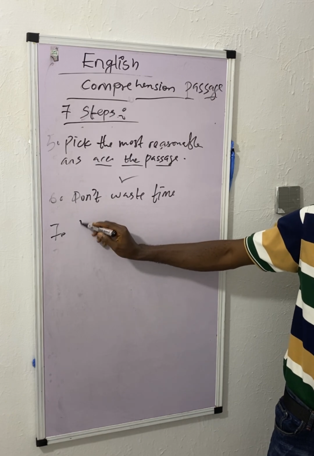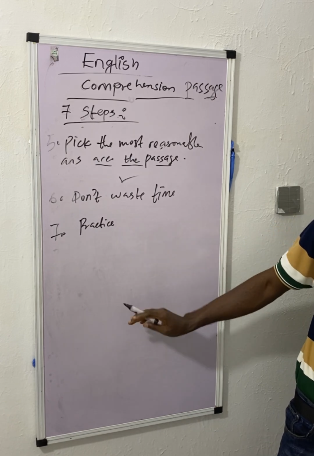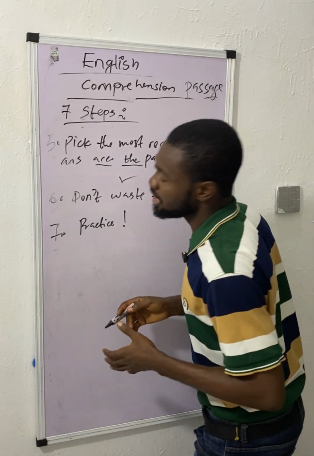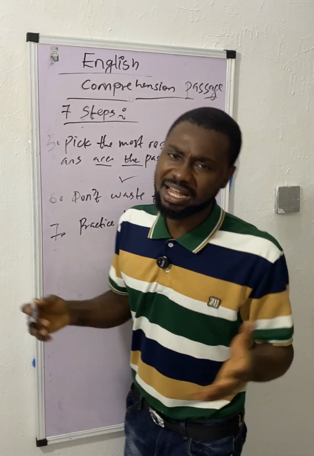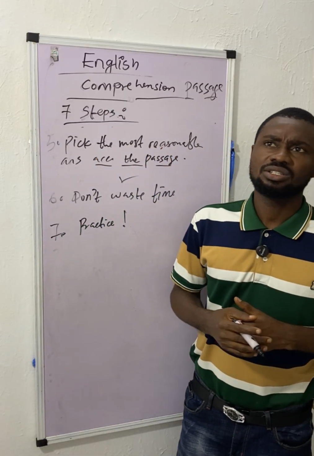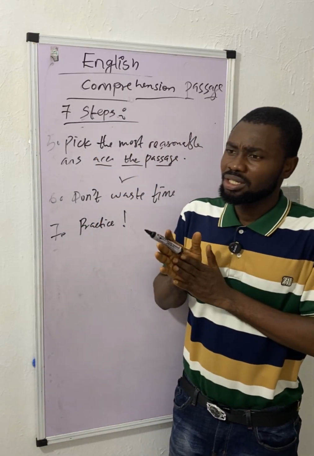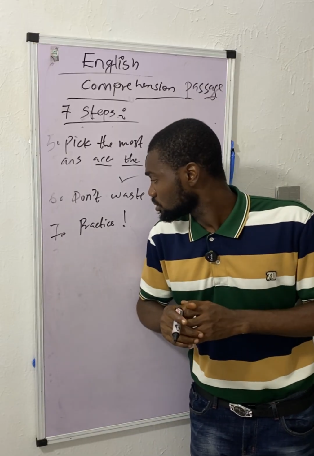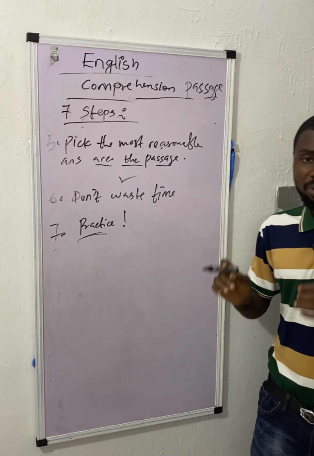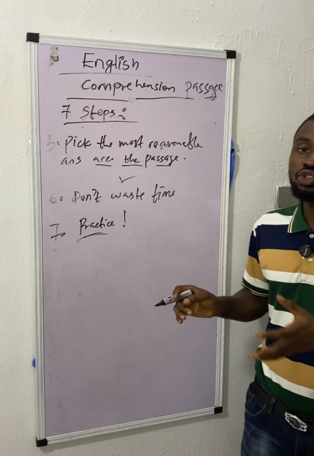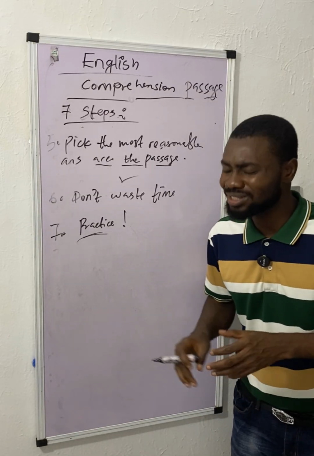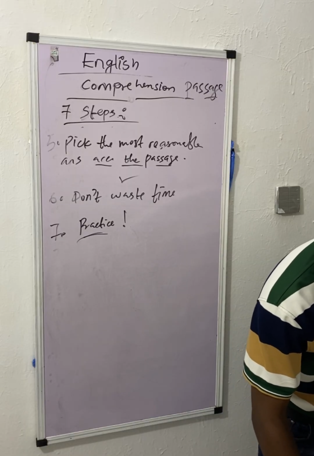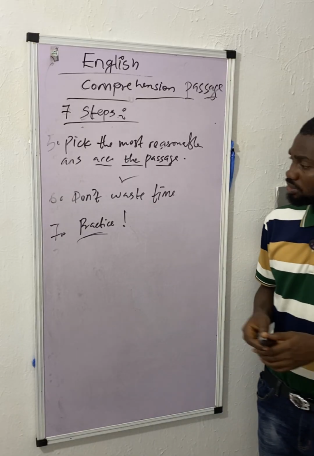Then number 7 is the last and the most important: practice. Practice comprehension passages. This helps you build your accuracy and your speed. It exposes you to better words, and it configures your brain to a faster method of understanding and assimilation. It gives your brain the configuration needed to quickly navigate through comprehensions. You find yourself easily understanding comprehension. So that's that. Ensure you practice.